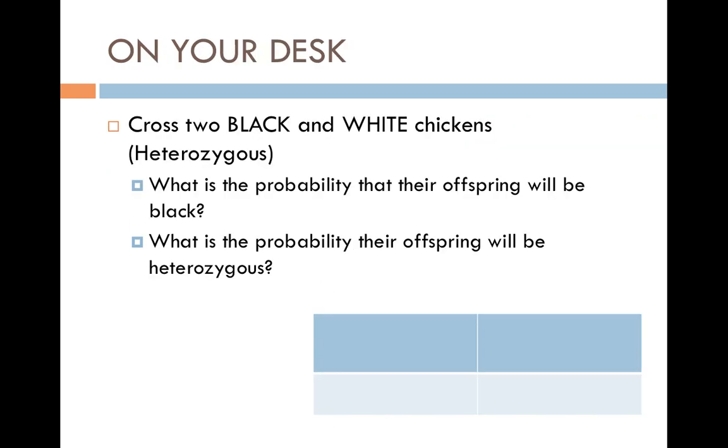So let's practice. You're going to cross two black and white chickens, so basically two heterozygous chickens. There are two questions you're going to need to answer. What is the probability that their offspring will be totally black? And what is the probability that their offspring will be heterozygous? So take a minute and try to set up that Punnett square using your B's and W's, just like we saw on the slide before, and then come back and check the answer. Pause the video so you can practice this Punnett square.